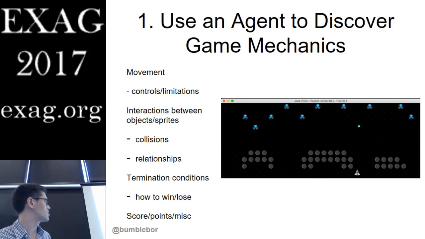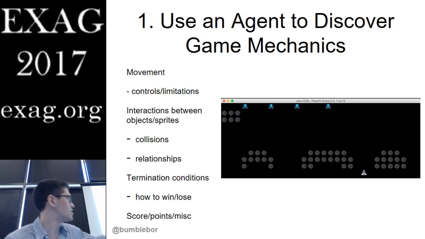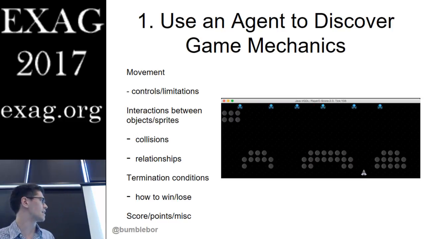You need to learn interactions between objects or sprites in the game. I just got hit by a missile, so I died. I'm able to shoot missiles at aliens, and they'll blow up other aliens. And termination conditions, basically how do you win and how do you lose a game? These are things that you need to teach the player how to do.